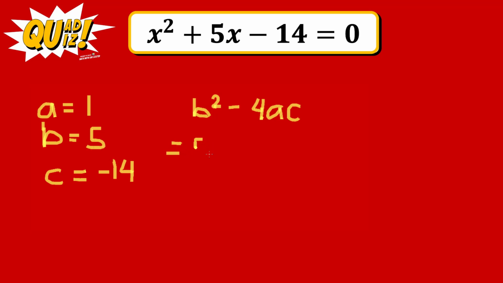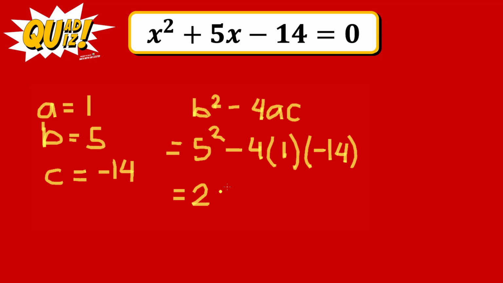B squared is 5 squared minus 4 times a, which is 1, times c, which is negative 14. Again, it's negative 14. Because if it's not negative, there might be a different answer to that, and definitely your answer would be wrong. So let's continue. 5 squared is 25 minus 4 times 1 is 4 times negative 14, or you can just automatically make it plus, but let's just do it like this, minus 56. Again, that's 4 times negative 14, 40 plus 16, that's why you have negative 56.